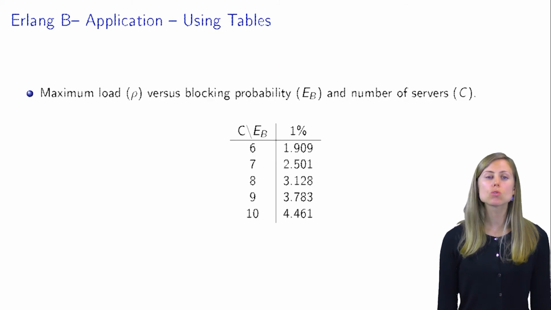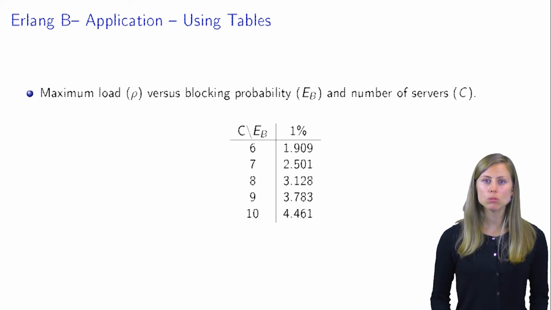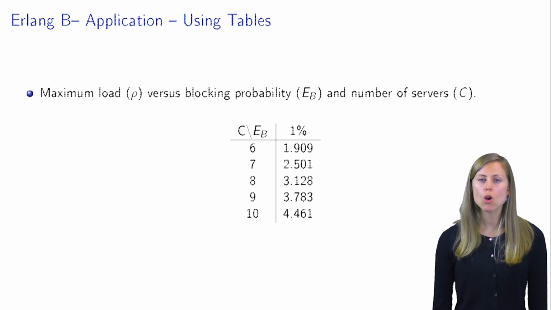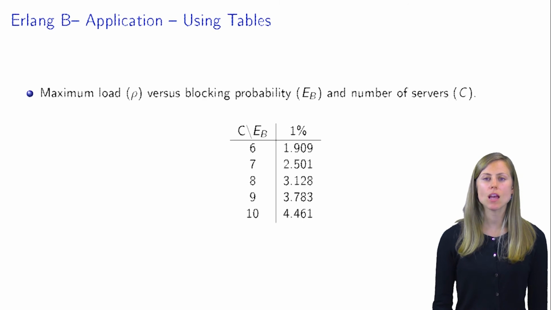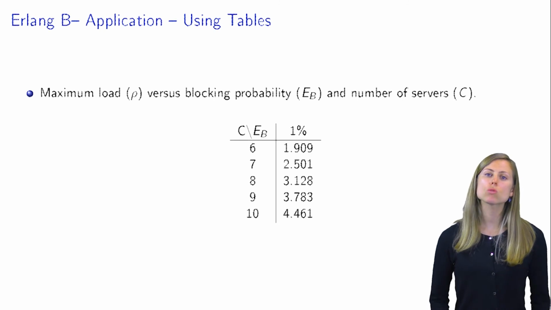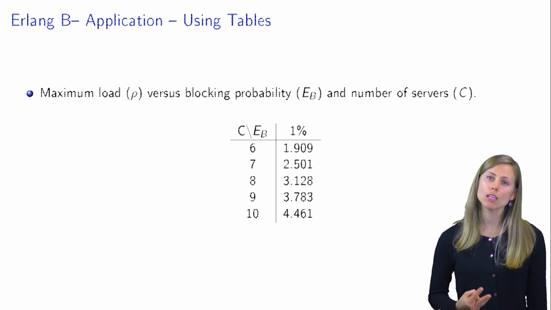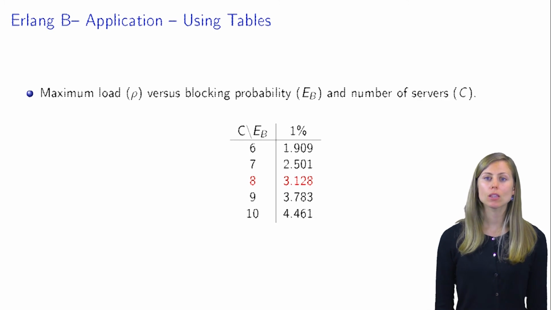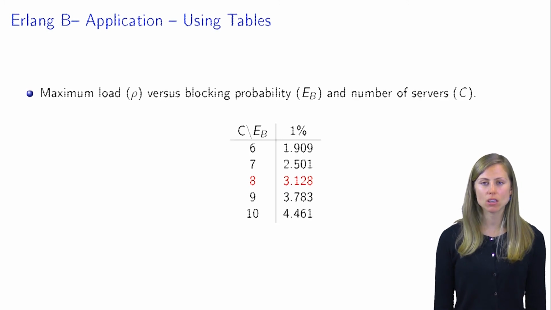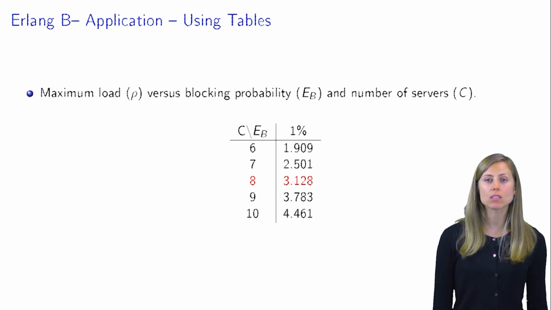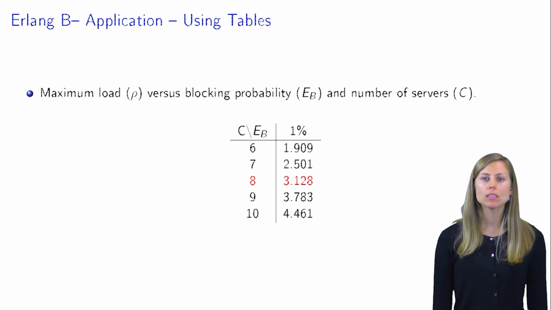Another highly used method are pre-calculated tables. In these tables, we have the supported load for different system capacities and blocking probabilities, 1% in this case. In our problem, we need to support at least 3 Erlang with a blocking probability of 1%. So we see that we need at least 8 servers, and we find the same answer as before, namely that we need to install 8 phone lines.